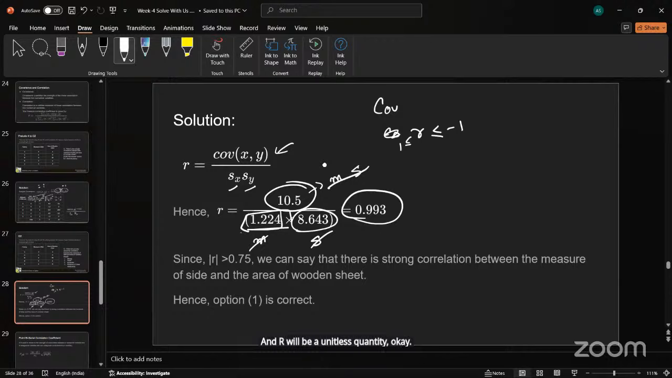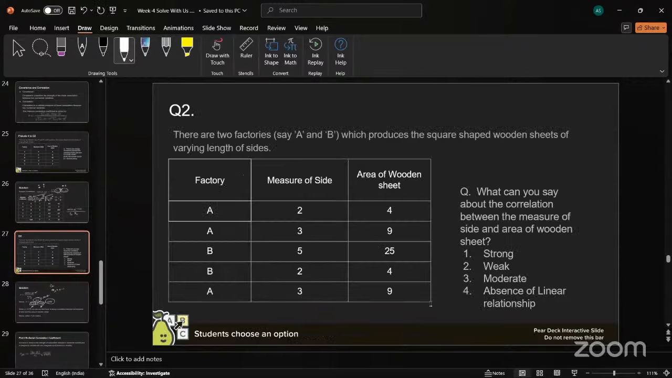Okay. So here we have calculated R. R came out to be 0.993. And since R is greater than 0.75, we can say that there is a strong positive correlation between them. Okay, the last option given was absence of a linear relationship. What can you say about the correlation between the two? Is it strong? Is it weak? Is it moderate? Or is there an absence of a linear relationship?